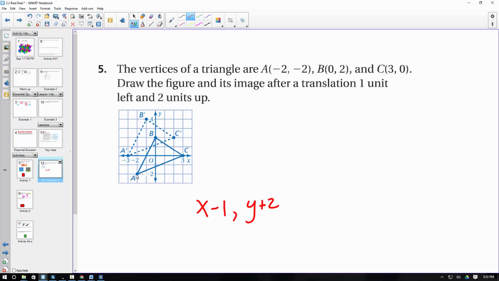And if I go x minus 1, so this is at -2, subtract 1 is -3. And I go up 2, I'm at A prime. This one here, if I take B, subtract 1 from it, so I'm at 0, I'm at -1, and then go up 2, I'm at B prime. And then finally for C, I go to the left 1 and up 2, and I'm at C prime. And that's basically how you would complete all these.